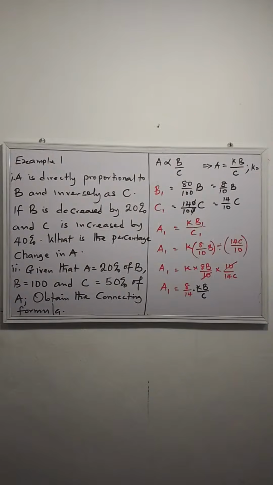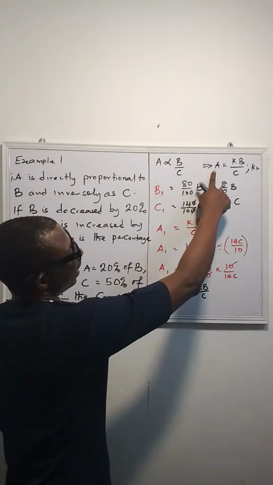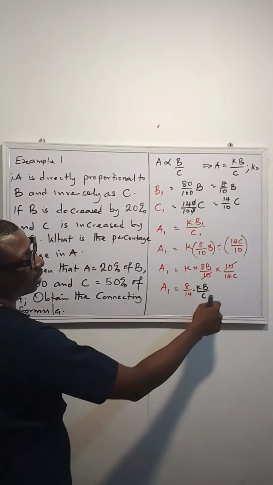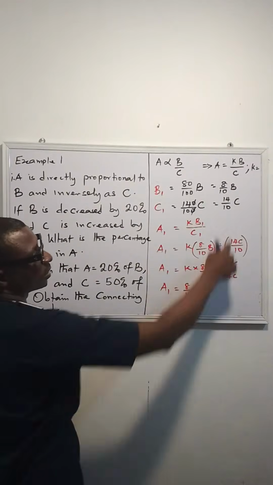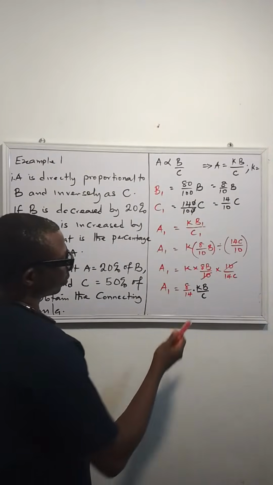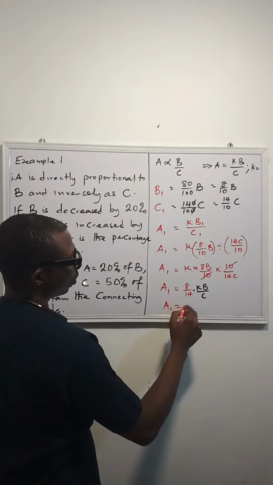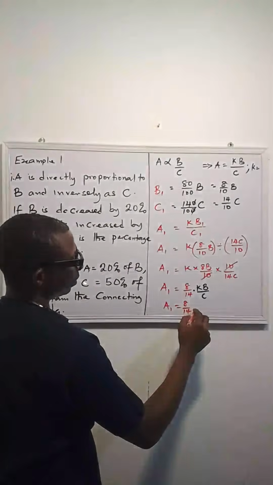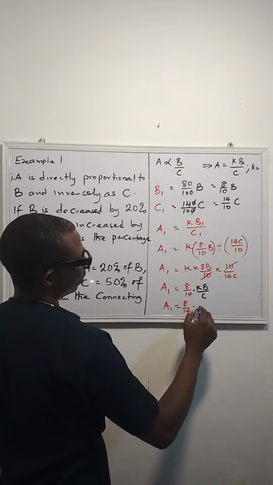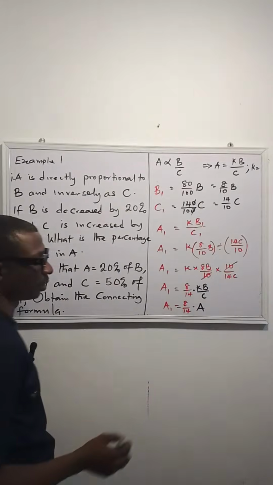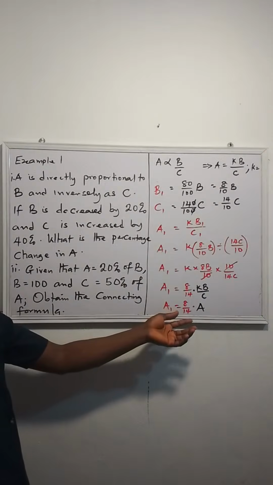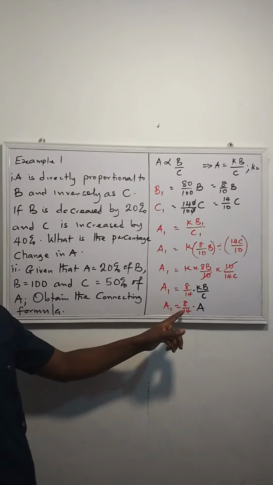Now, when you look here, A is the same thing as KB over C. So we can plug in the value of A here. So this is the same thing as A, what we have here. So that means A1 equals to 8 over 14 times A, because this is actually A.